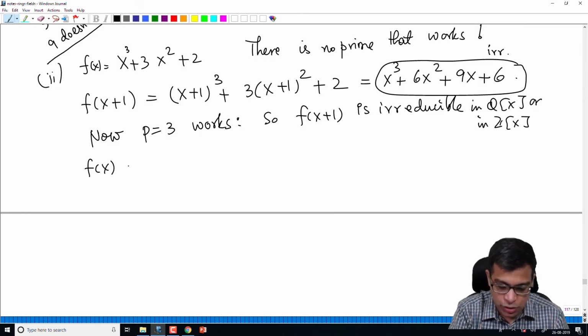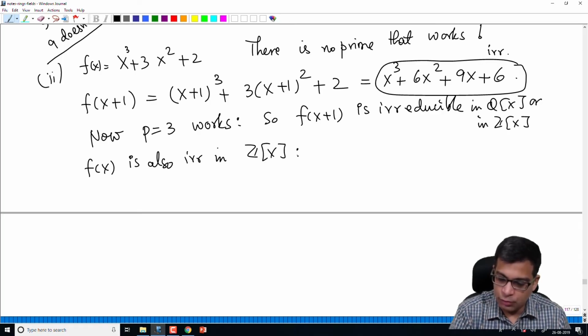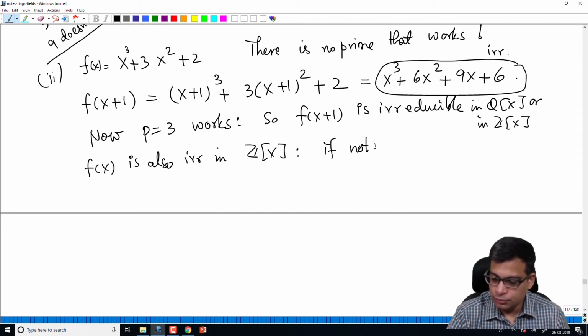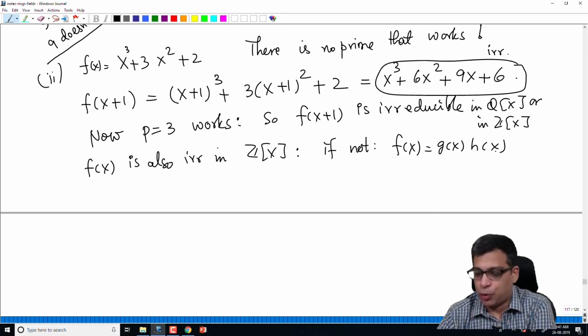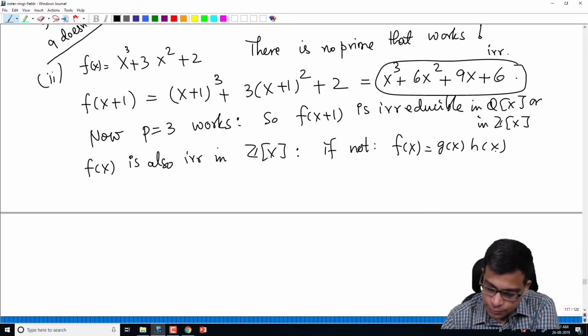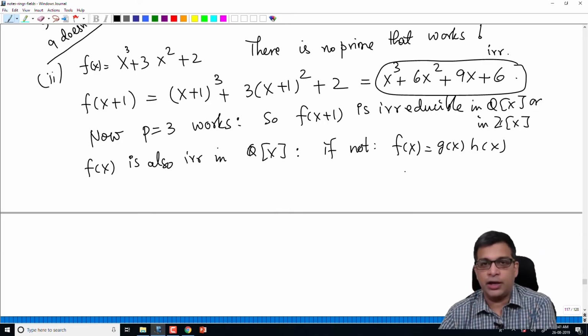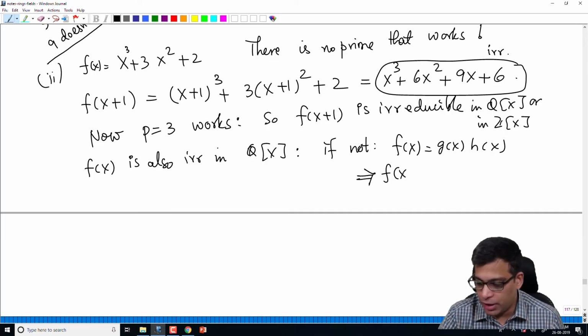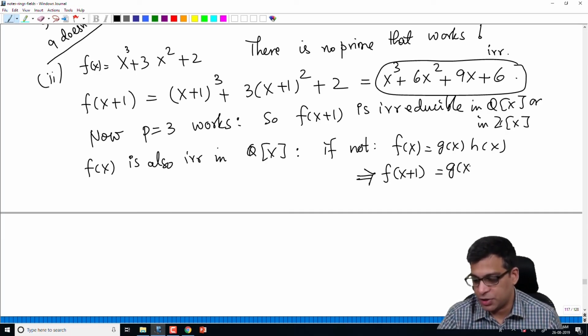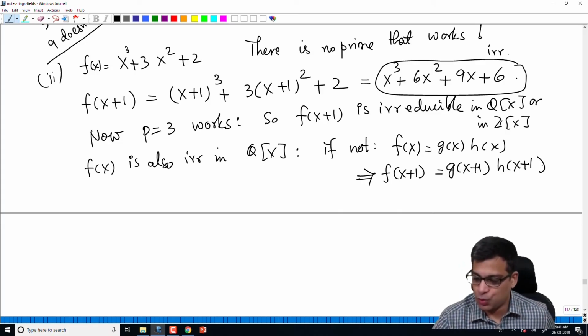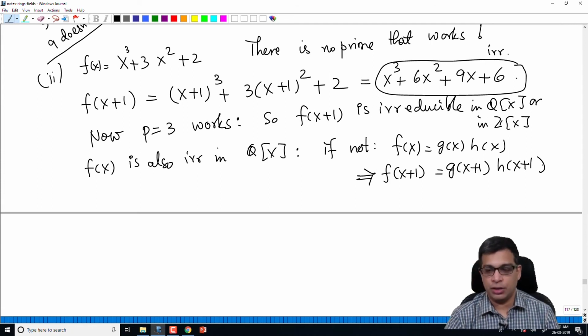I claim that f of x is also irreducible in Zx. Why? If not, we can write f of x as some g of x times h of x. This is a polynomial identity. So let me just first do Q for simplicity. It's a polynomial identity where g and h are positive degree polynomials, and every time you have a polynomial identity, we can formally replace the variable by any other expression. So f of x plus 1 has to be g of x plus 1 times h of x plus 1, because on both sides you are replacing x by x plus 1.